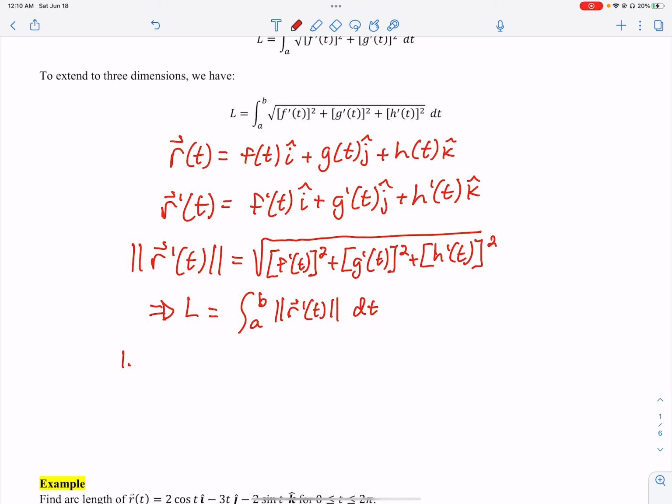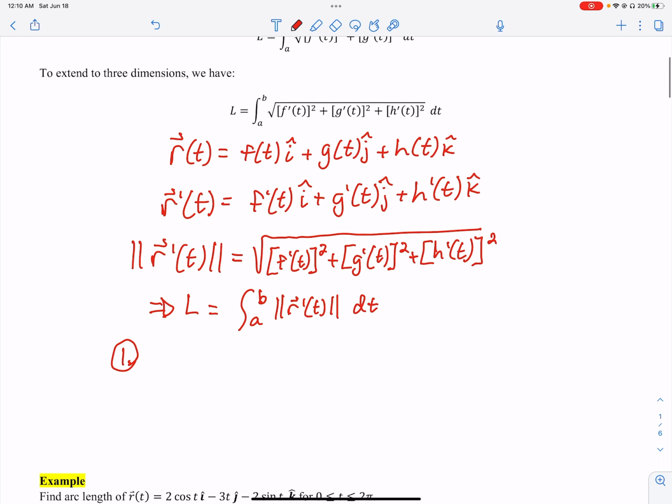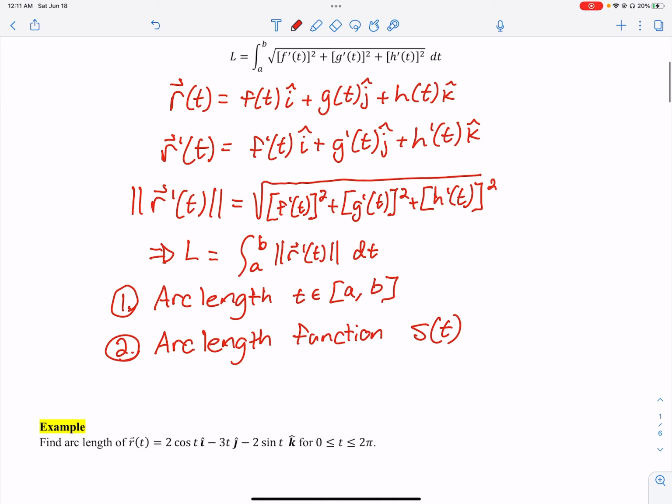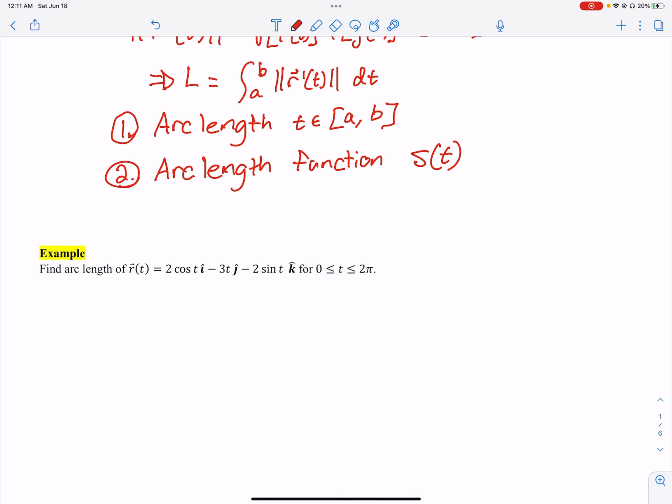So this gives us two different things, and the second thing is not going to make much sense to you until we get to it. This gives me arc length given two values, meaning if I want to know how far along the curve from A to B, I can find that from this formula. It also will give me an arc length function. We'll talk about it in this section; we're going to call it s of t, s being arc length.